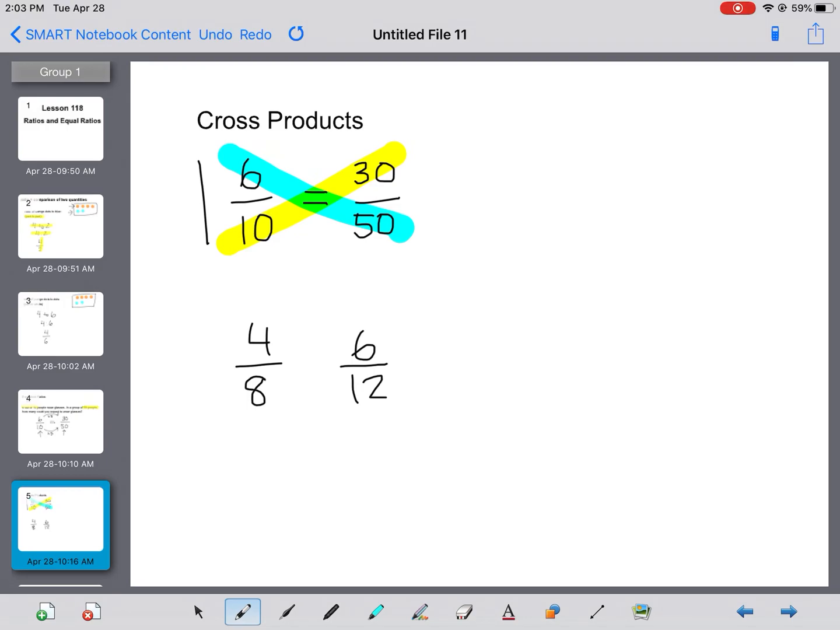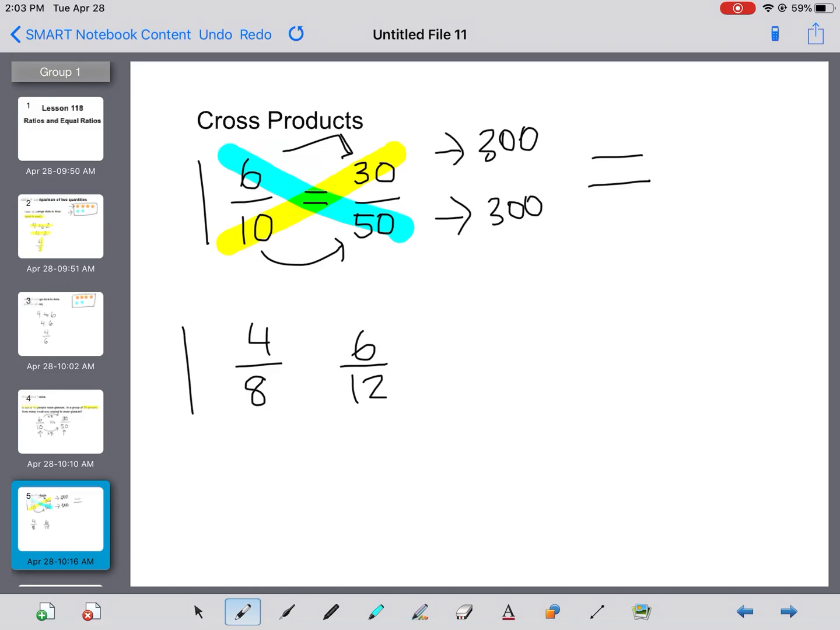So I'll start with 10 times 30, the yellow line. 10 times 30 equals 300. Now I'll take the blue line. 6 times 50 also equals 300. So if you take the numbers that are diagonally across from each other and you multiply them together and you get the same answer, your ratio is equivalent.